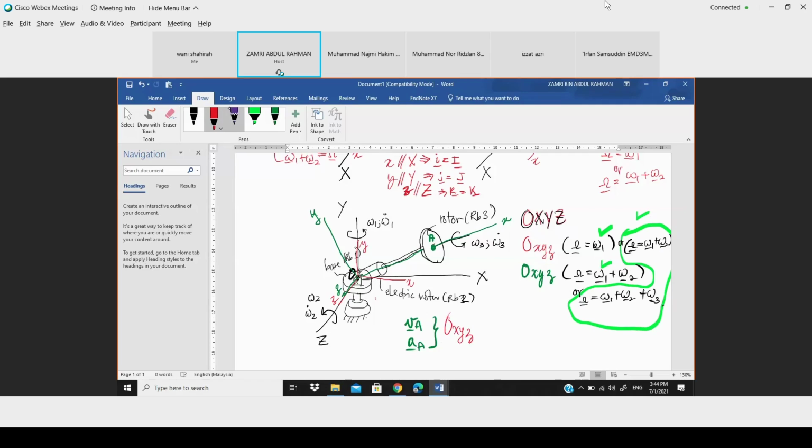Okay. Kalau kita nak cari velocity of point B, let's say point B is located somewhere here, yeah, on the edge of the disk or rotor. So we want to find VB, we want to find AB. Then of course this one would require us to use the moving coordinate, this. Okay, so any question up to this point?